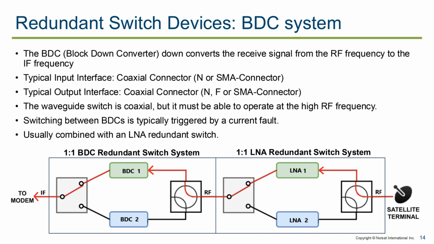The BDC is often paired with an LNA redundant switch. The LNA amplifies the signal, and then the BDC handles the frequency conversion. This combination ensures that both signal amplification and frequency conversion are covered, providing seamless operation in satellite communication systems.